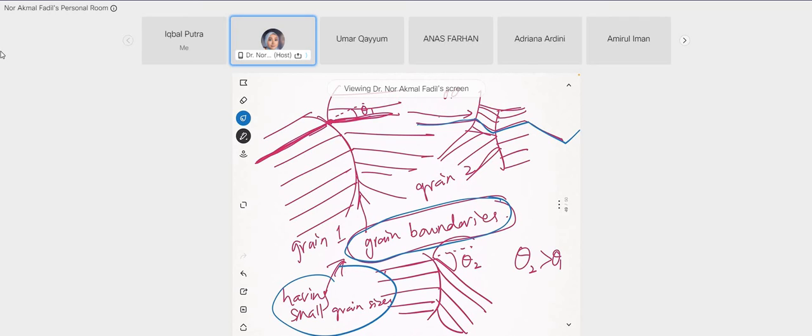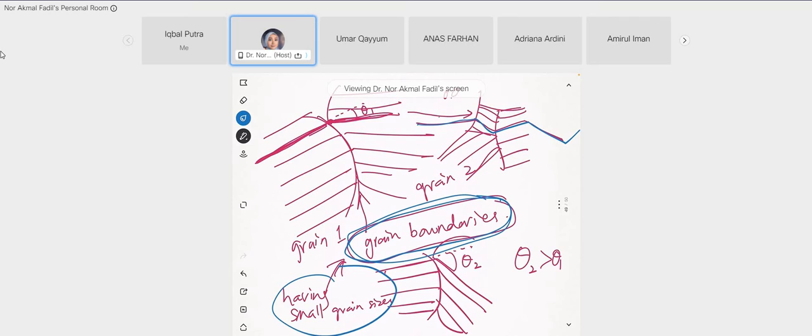So the grain boundary as an obstacle to dislocation motion is a method to strengthen the materials. There are several methods. One of them is utilizing the grain boundaries, because grain boundaries will normally be present in our metal. There will be grain boundaries except for a single crystal.